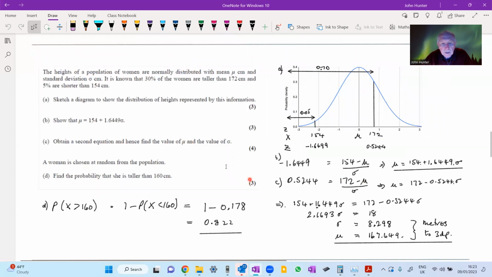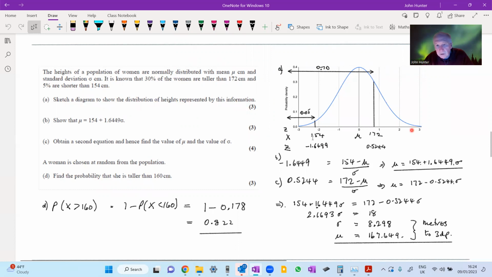Now this one is an interesting one. Let's have a look. The heights of a population of women are normally distributed with mean mu and standard deviation sigma. It is known that 30% of the women are taller than 172 and 5% are shorter than 154. Sketch a diagram to show the distribution of heights represented by this information.